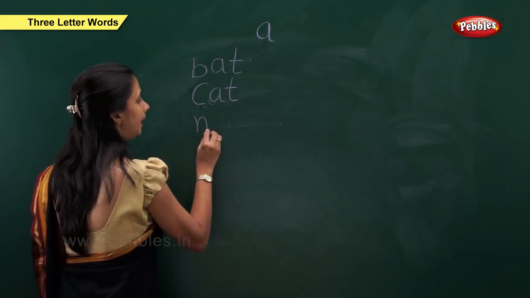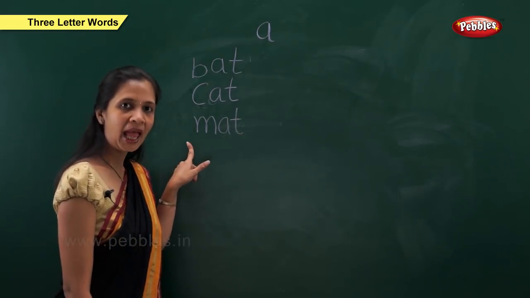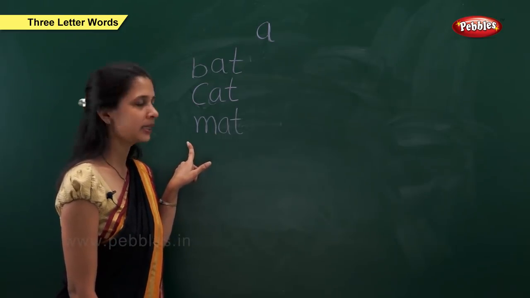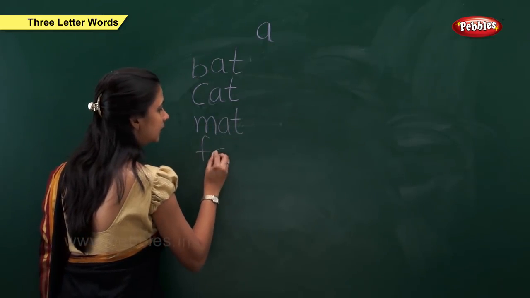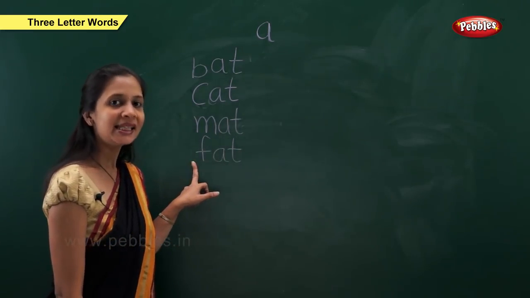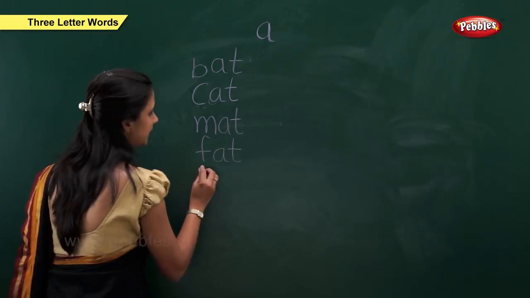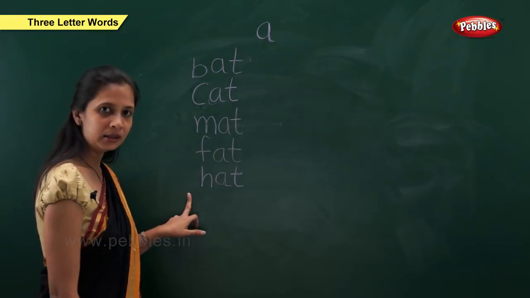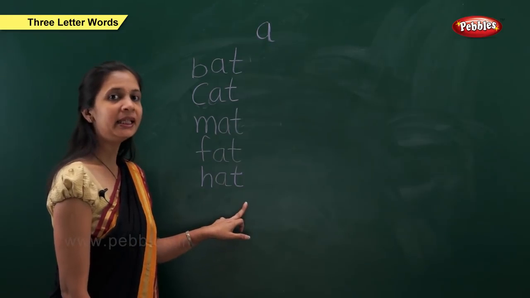Next is M, A, T, mat. M, A, T, mat. Next is F, A, T, fat. F, A, T, fat. The next is H, A, T, hat. H, A, T, hat.